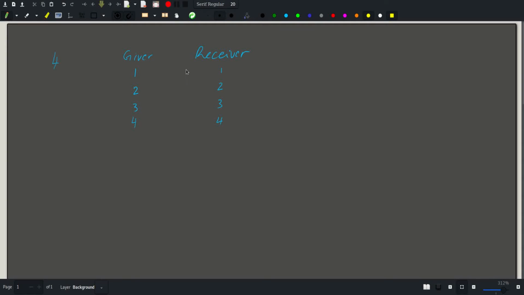And we are told that some gift giving is not good. For example, one cannot give a gift to himself. This way he will not receive a gift he didn't bring. So this is bad. And a good gift given would be something like this. 1 would give to 2, 2 would give to 1, 3 would give to 4, and 4 would give to 3. And that's precisely what we want to calculate: the number of gift givings that do not map any child to themselves.